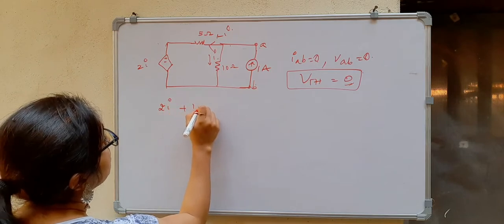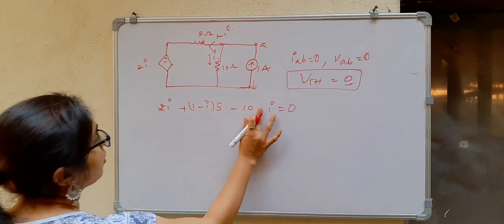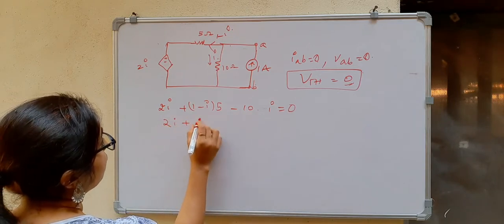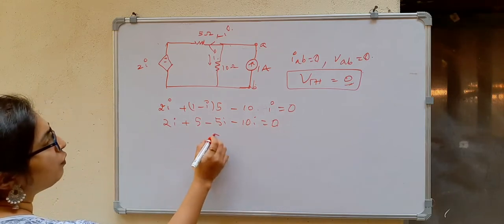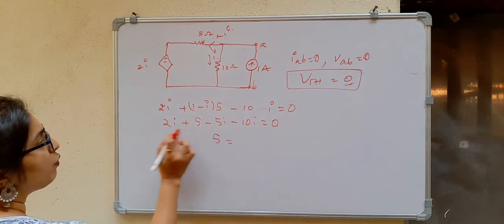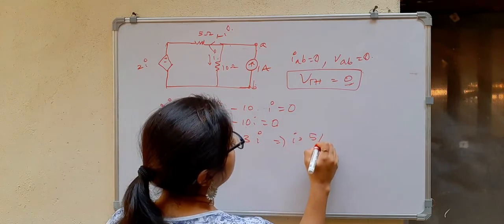2I plus 1 minus I into 5 minus 10I, that is equal to 0. 2I plus 5 minus 5I minus 10I is equal to 0. So 5, okay, this is minus 15 plus 2, minus 13. So 13I is equal to 5, I is equal to 5 by 13.